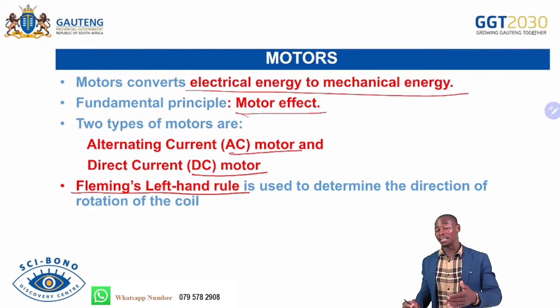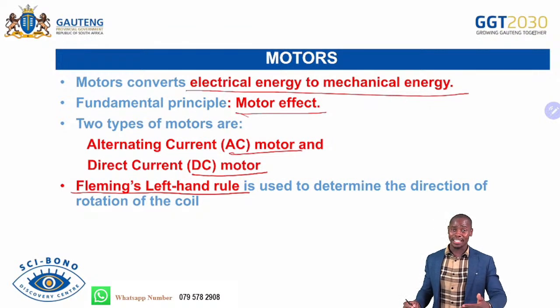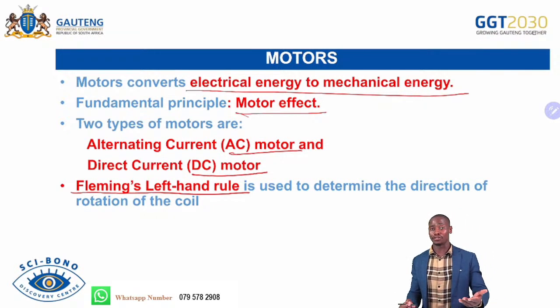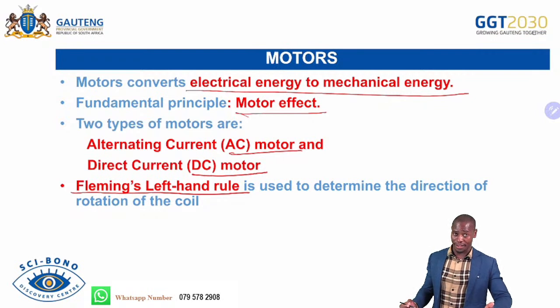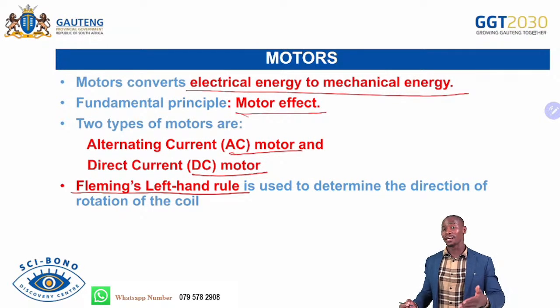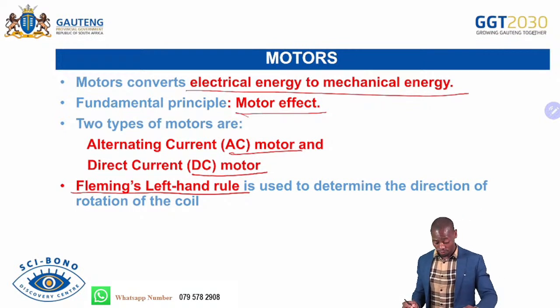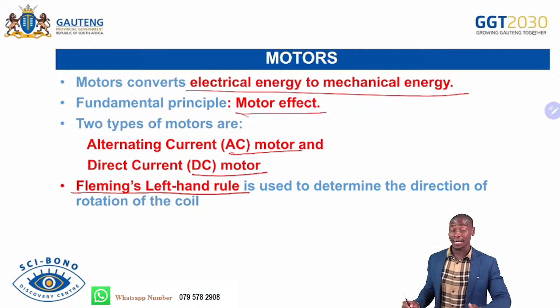But your motors convert electrical energy to mechanical, while your generators convert mechanical to electrical. Generators are based on which principle? Electromagnetic induction. What about motors? They're based on the motor effect. All right? Then two types of generators, AC generator, DC generator. Two types of motors, AC motor, DC motor. Right. Then to find the direction of the induced current when it comes to generators, you use Fleming's right-hand rule. Here, to find the direction of rotation of the coil, we use Fleming's left-hand rule.